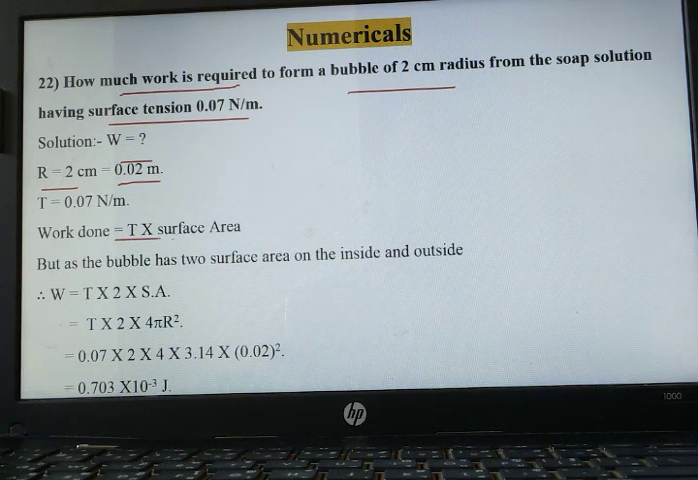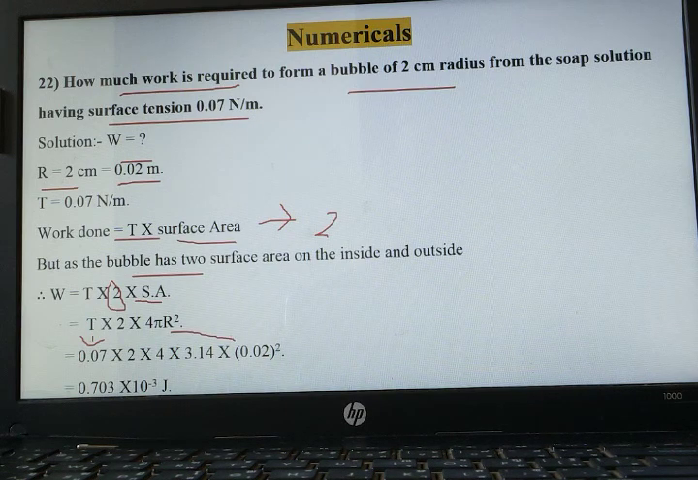Work done is tension into surface area. But as the bubble has 2 surfaces, this formula should be multiplied by 2 also. So therefore 2 has been multiplied. We can substitute the values now. Surface area is 4 pi r square. So tension is substituted as 0.07, 2 as written, 4 pi, with pi as 3.14, and radius as 0.02 square. After multiplying, we will get the answer as 0.703 into 10 raised to minus 3.